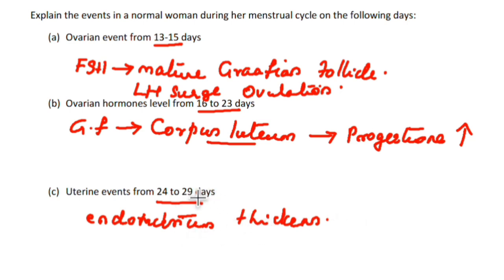Then after 24 to 29, the thickening of the endometrium will be maximum, and after that, if fertilization has taken place, this will continue. In the absence of fertilization, the corpus luteum degenerates. As a result, the endometrium disintegrates.